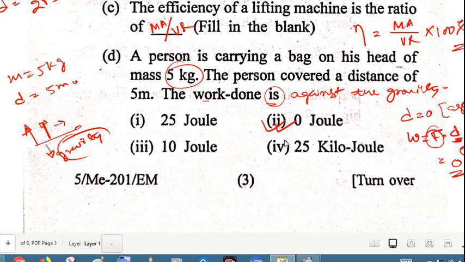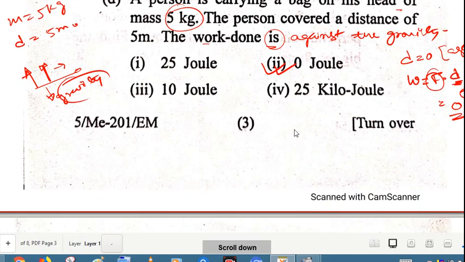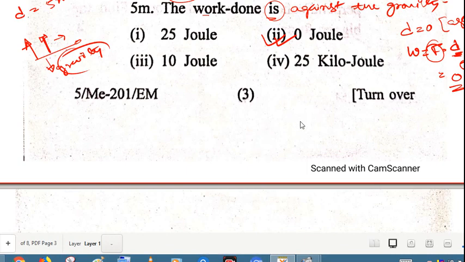Since our work done is against the gravity, first we have to find out whether the displacement is there or not. Since the displacement against the gravity is 0, the answer will be 0. Okay, next question.